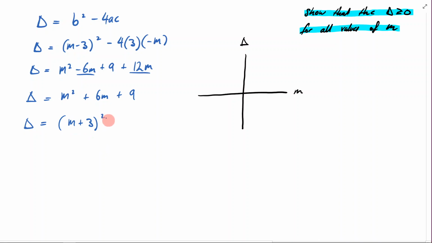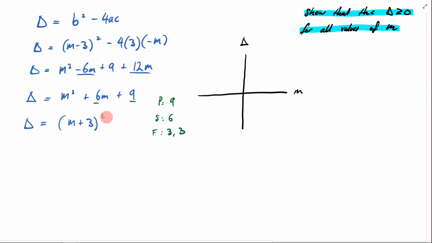If you can't recognize that, that's fine. You're just going to have to take an extra step. My product would have to be 9. My sum would have to be 6. What are the two numbers? So what are my factors that can multiply to get to 9 and add to get to 6? It's 3 and 3. 3 times 3 is 9. 3 plus 3 is 6. So that means it's m plus 3 squared.